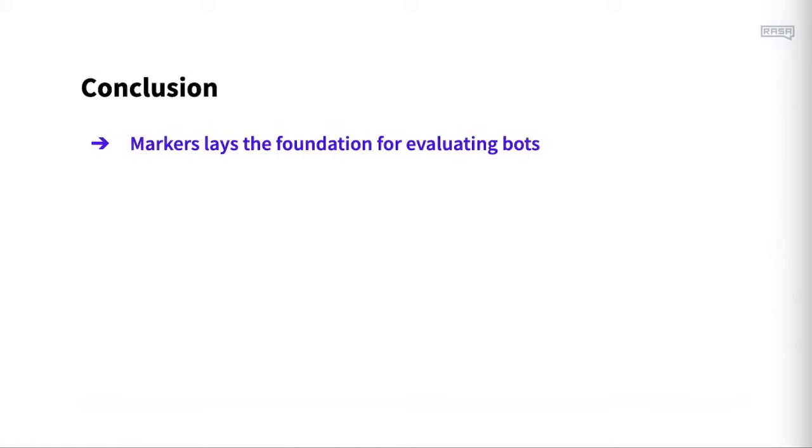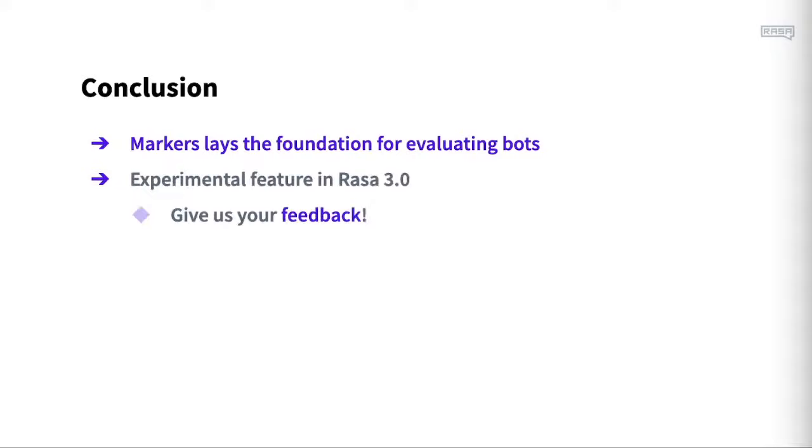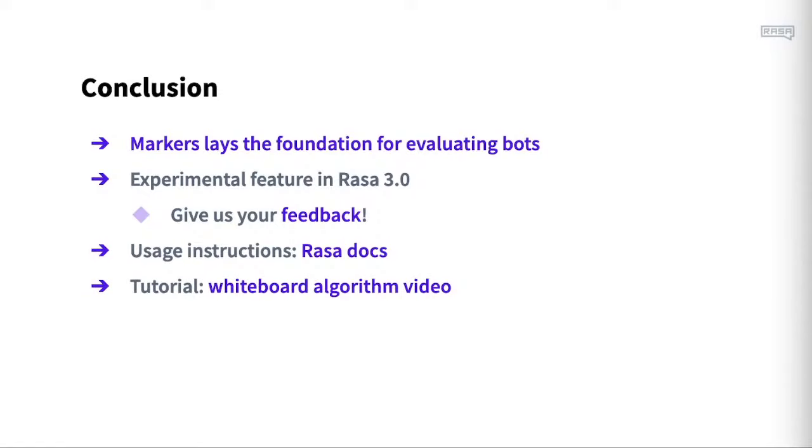To conclude, I'd like to emphasize that markers is a feature that we're very excited about at Rasa because it lays the foundation for evaluating bots and is the first of many steps that our research team is taking in this direction. At the same time, we're releasing it as an experimental feature first and would very much like your feedback. So please try it out and let us know what you think. For full details on usage instructions, including how to construct marker conditions, please visit our docs. And for a tutorial, please check out our latest whiteboard algorithm video.